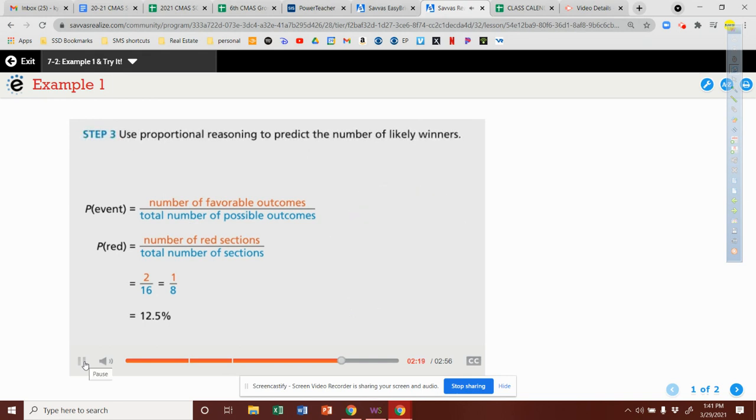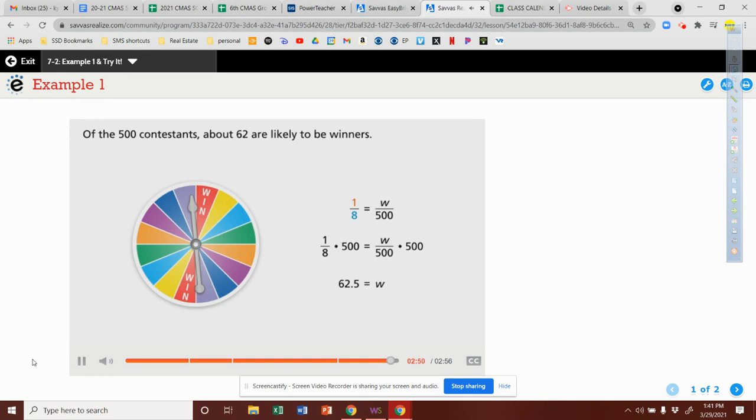Our last step is to use proportional reasoning to predict the number of likely winners, which we will represent with the variable W. The probability of choosing red, or 1/8, is equal to the ratio of W to the total number of contestants, which is 500. Multiply both sides of the equation by 500 and simplify. So W equals 62 5/10. Of the 500 contestants, about 62 are likely to be winners.